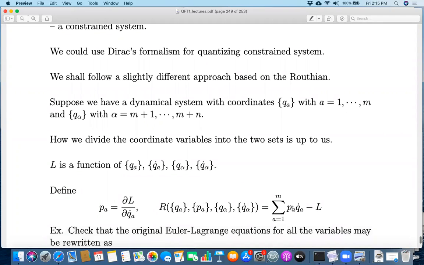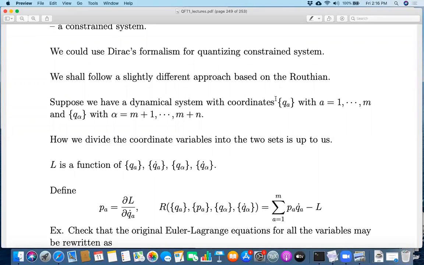So let's forget about field theory for now. Let's just consider a classical dynamical system whose coordinate variables I'll divide into two parts. One set I'll denote by QA, with A running from 1 to M, and another set I'll denote by Q alpha, with alpha running from M plus 1 to M plus N. And this division is completely arbitrary. It's up to us to divide the coordinate variables into these two sets.